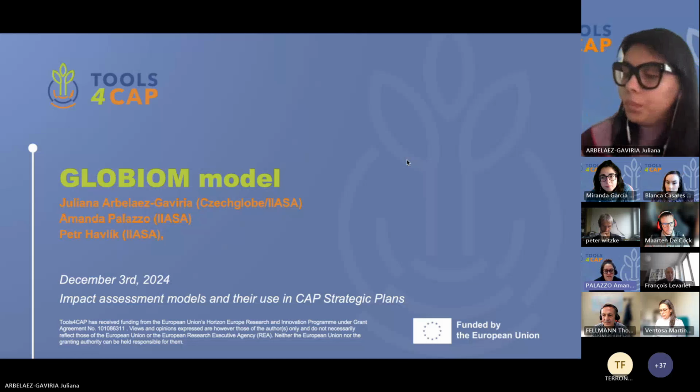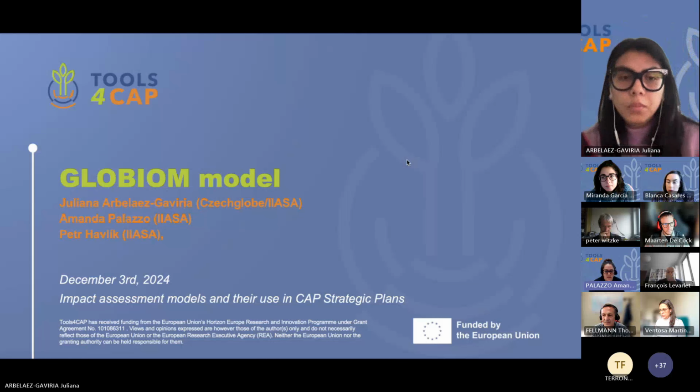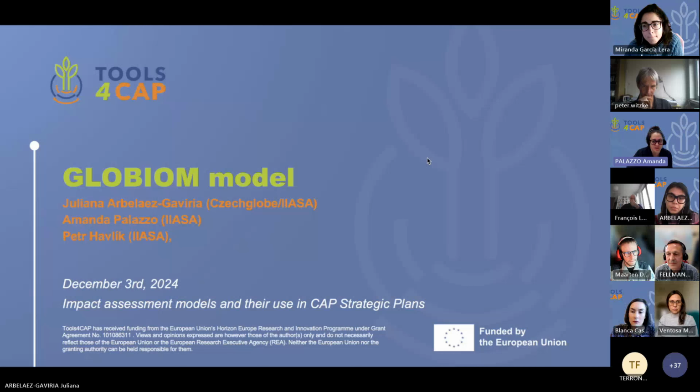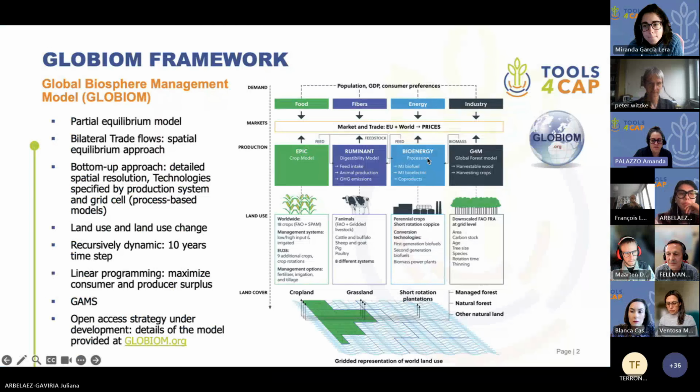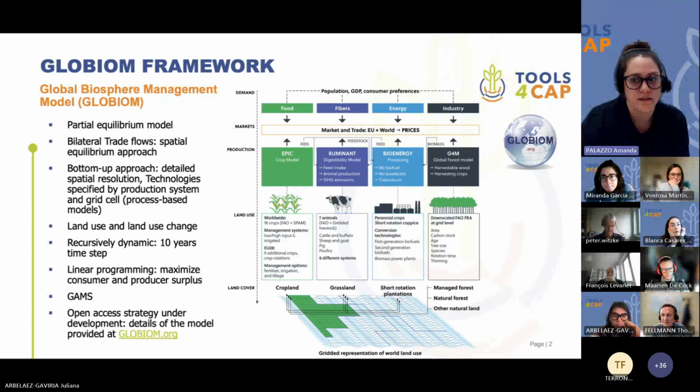Before we dig into the Czech case study that we're going to present today, I wanted to share a little bit more about our integrated land use model, GLOBIOM. If you can switch to the next slide, please. So the Global Biosphere Management Model, or GLOBIOM, is a part of IIASA's Integrated Assessment Modeling Suite. More information about the model can be found on our webpage, globiom.org.